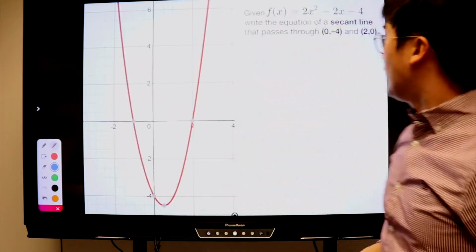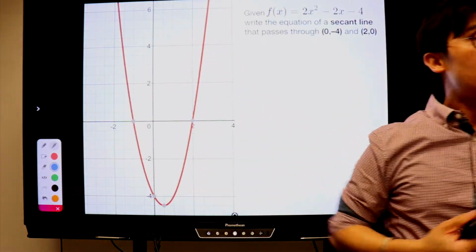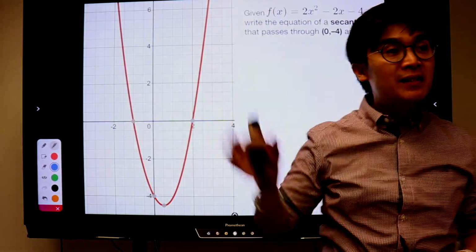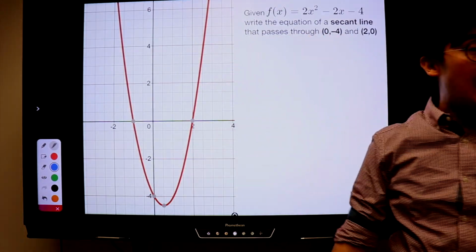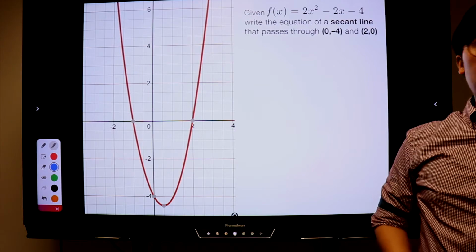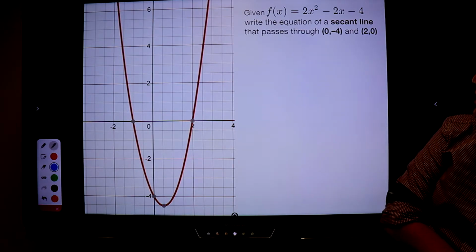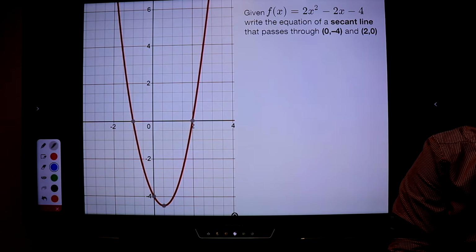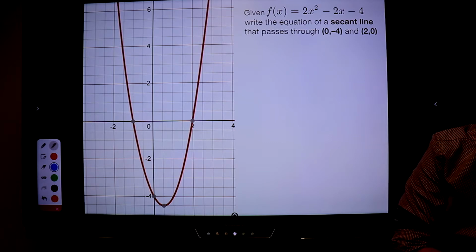Here's an example. So let's say we have a function. This is a parabola, if you can see. So if this is a parabola, this parabola is actually 2x squared minus 2x minus 4. And in this parabola, your goal is to answer this question. And the question in this particular math problem is to write the equation of a secant line at (0, -4) and (2, 0). As I mentioned last week, if you don't know the language of math, this can be a problem that is looking like a Chinese word problem.